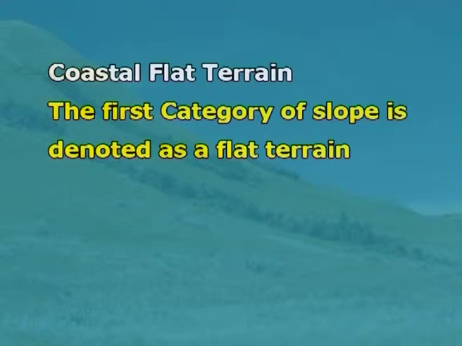Coming to the coastal flat terrain. The first category of slope is denoted as a flat terrain. This is not strictly horizontal. The slope or elevation difference may be less than 10 meter per kilometer. These are vast regions where the gradient is less than that of 10 meter per kilometer in India. This category of land slope exists all along the coastal areas of India. They are called as coastal flatlands. All these lime green colored zones of this map denote these coastal flatlands.